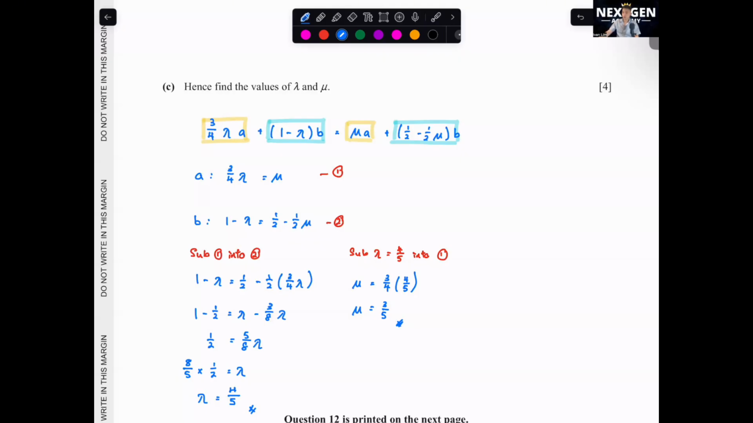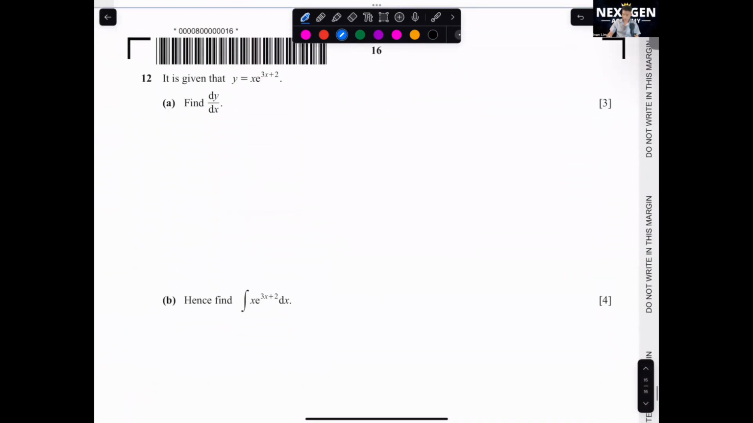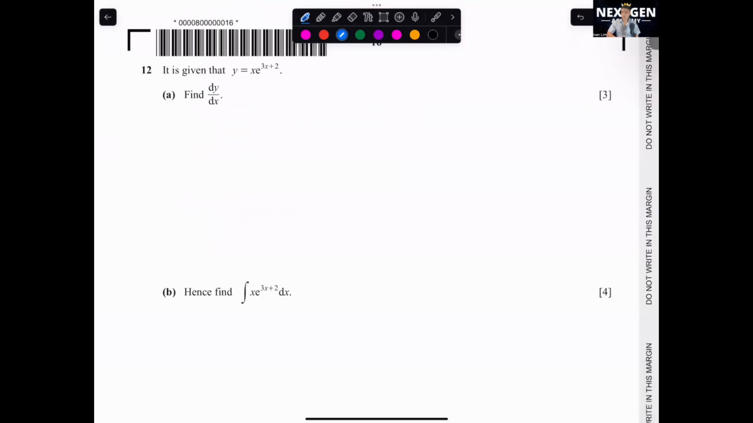Okay, this is question 11. And let's go on to the last question. Question 12 is differentiation and integration, but it's a reverse differentiation method. First one, find dy over dx. So we use product rule. u equals x, v equals e to the power of 3x plus 2, u prime is 1, v prime is 3e to the power of 3x plus 2.